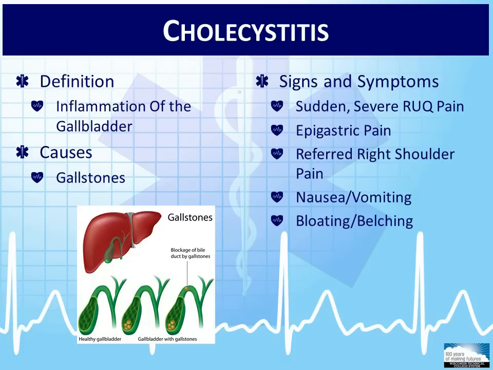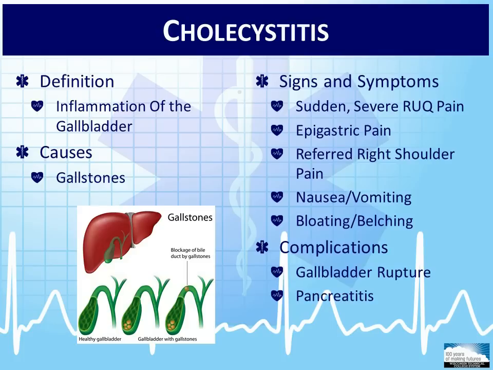Symptoms usually occur approximately 30 minutes after eating a fatty meal, given that bile is used by the body to help emulsify fatty foods for digestion. Complications may include gallbladder rupture, infection, pancreatitis, and peritonitis. Depending on the nature of the cholecystitis, the patient may ultimately need a cholecystectomy to have the gallbladder removed.